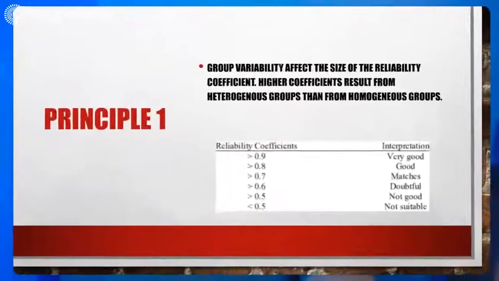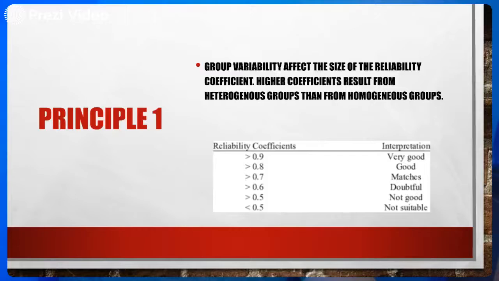Our first principle is that group variability affects the size of the reliability coefficient. The higher coefficients result from heterogeneous groups rather than from homogeneous groups. And I also included an image down here for when you calculate your reliability coefficients, for interpreting the number that you get based on reliability.